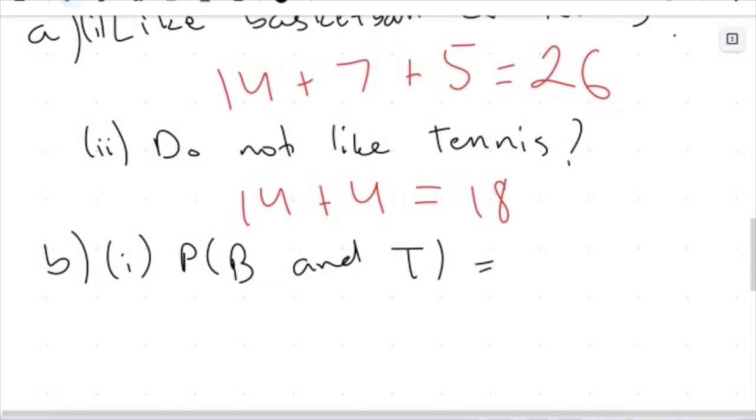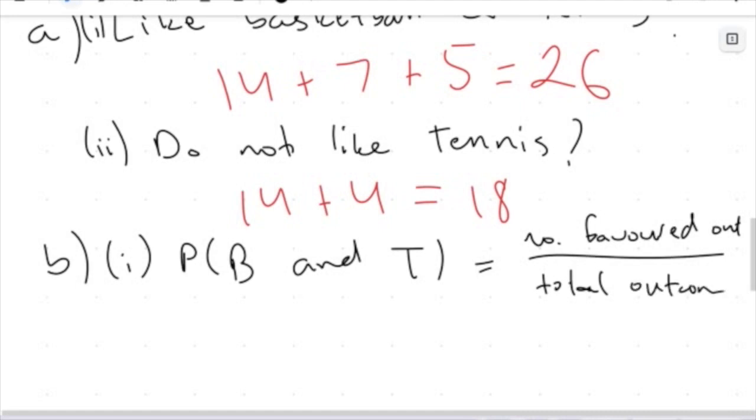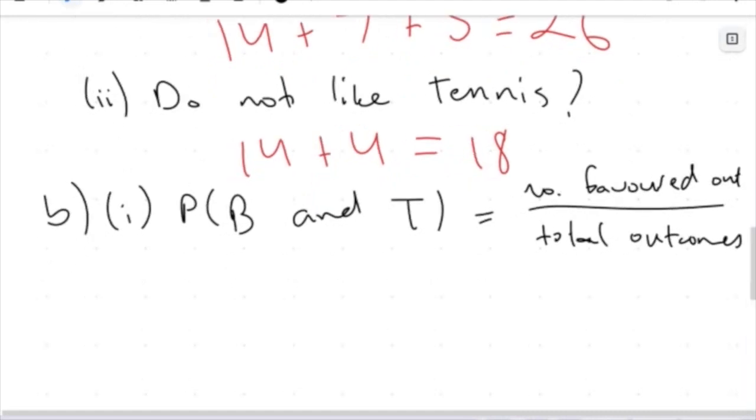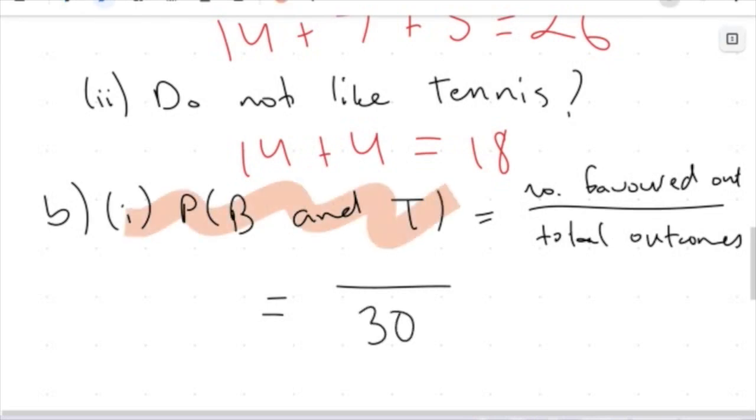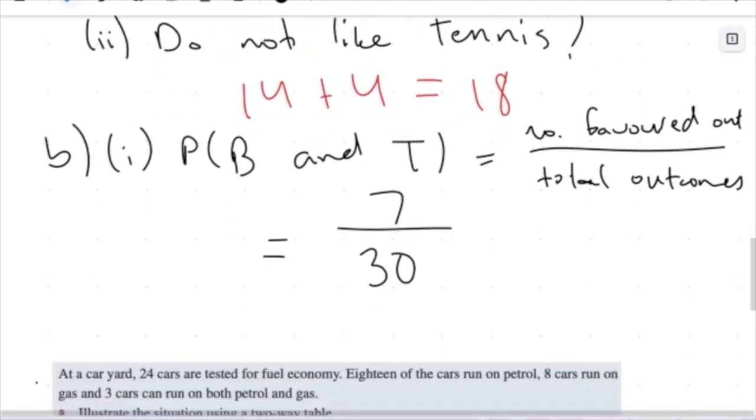So, remember when we come up with probabilities and write these out, we are looking at the probability or the number of favored outcomes. This is the people that like both, over the total outcomes. That's how we lay out all of our probabilities as fractions here. So our total outcomes, our total amount of people there are, is 30. And the ones we are looking at for this particular question, our favored outcomes, is going to be the 7, the people that like tennis and basketball.